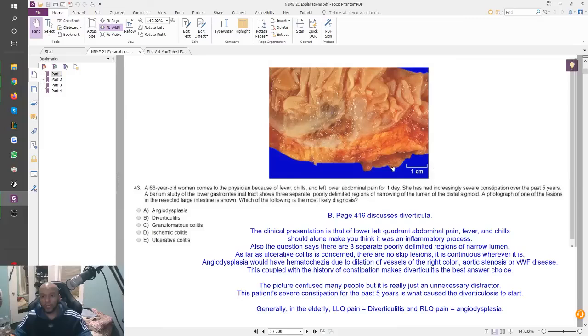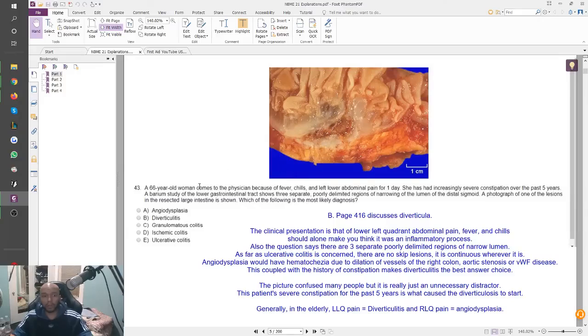Now here, when you see this picture, you know that this is something GIT related because this is from the GIT, somewhere in your gastrointestinal tract. And you know something happened here. Something was looking really messed up right here.